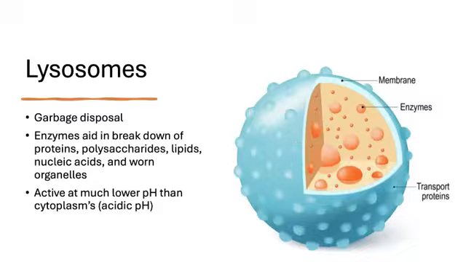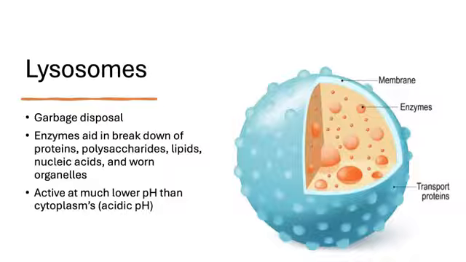Now, we don't have lysosomes in our plant cells. Our plant cells instead will have their digestive processes take place in the vacuoles. And these lysosomes will be active at a much lower pH than the cytoplasm, meaning it is going to function best in an acidic pH.